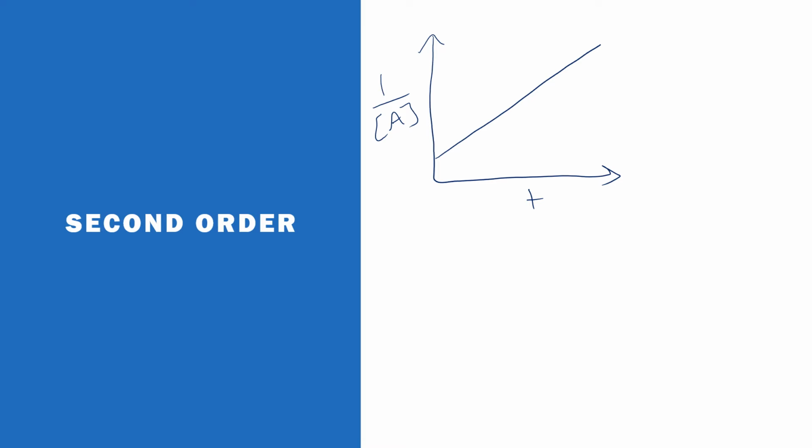It's the only one with a positive slope. So the slope is equal to k, not negative k, because it's a positive value already. K can't be negative. My y-intercept is equal to 1 over the initial concentration.